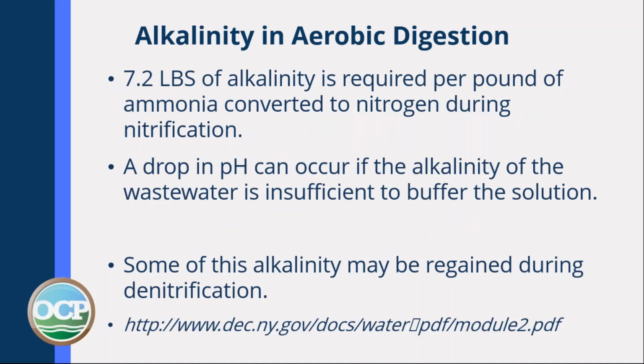Alkalinity is needed in aerobic digestion. Since you do convert ammonia to nitrate, you need 7.2 pounds of alkalinity per pound of ammonia that you're converting to nitrogen during the nitrification. A pH drop can occur if the alkalinity of the wastewater or the sludge is insufficient to buffer the solution. You may regain some of this alkalinity during the denitrification step.